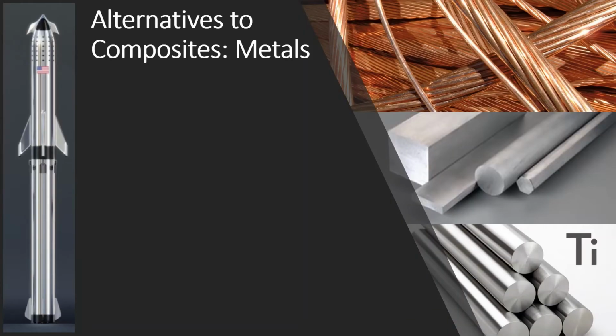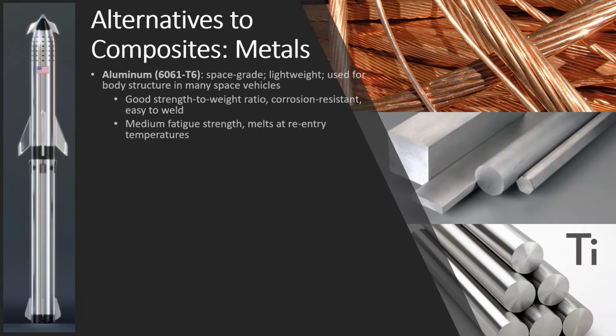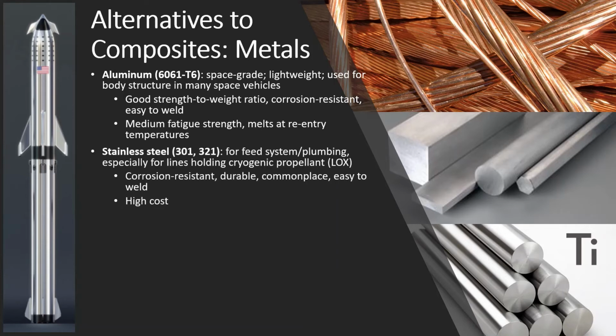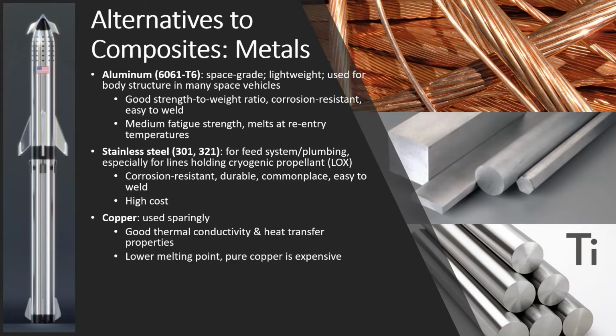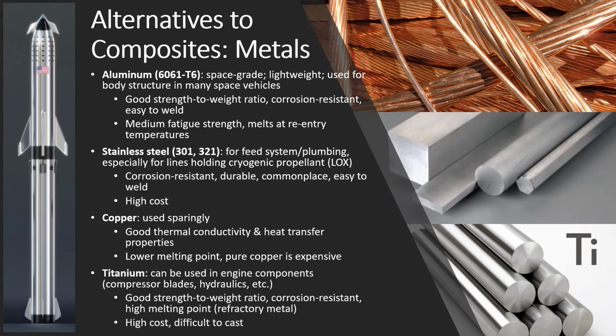The major alternative to composites are metals, which are widely used today. The most popular metals used are aluminum, which has a good strength to weight ratio and is easy to weld, and stainless steel, which is durable and corrosion resistant. Titanium is also used a lot in engine components since it has a high melting point, which is important for systems like turbines where performance is enhanced with increased temperature, although the material's operating temperature is the limiting factor.